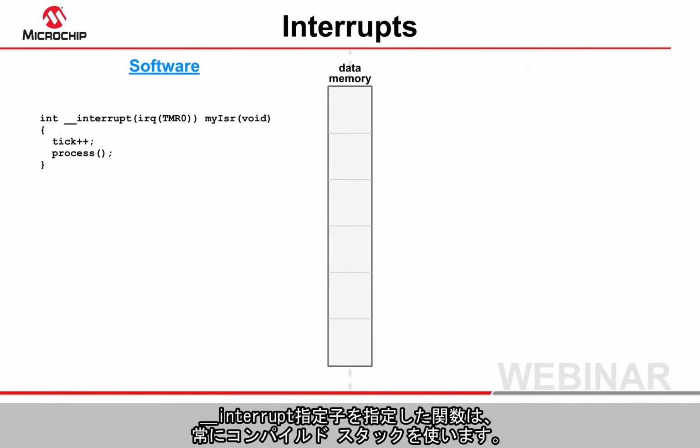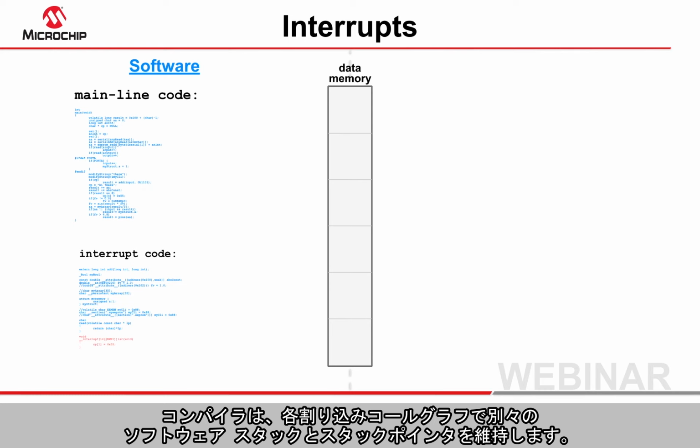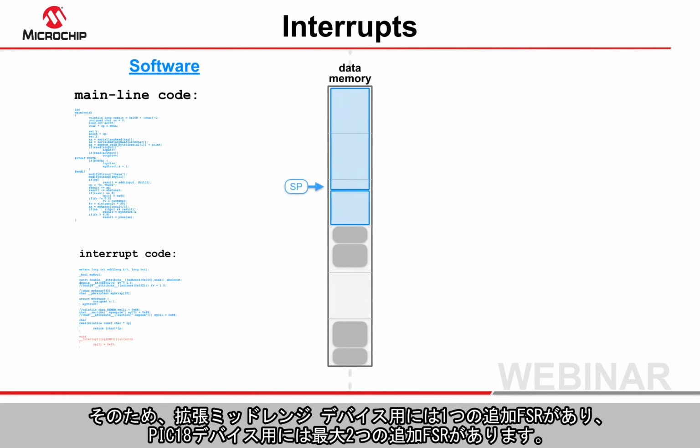Functions using the _interrupt specifier will always use the compiled stack, but any function they call can use the software stack. The compiler maintains a separate software stack and stack pointer for each interrupt call graph, so there will be one additional area for enhanced mid-range devices and up to 2 areas for PIC18 devices.